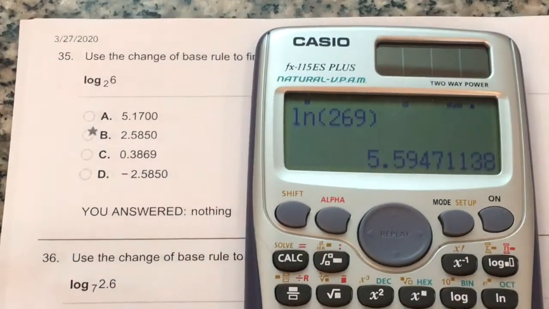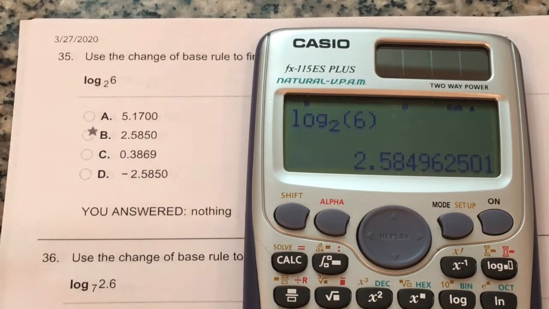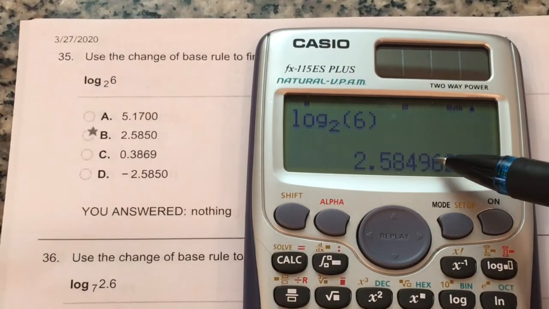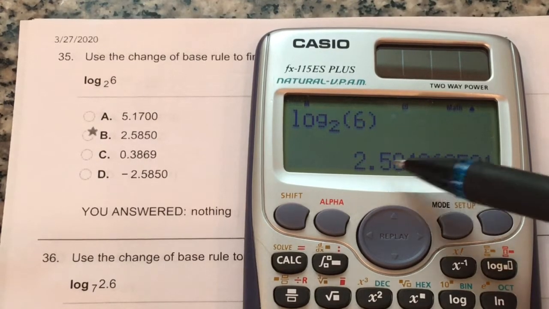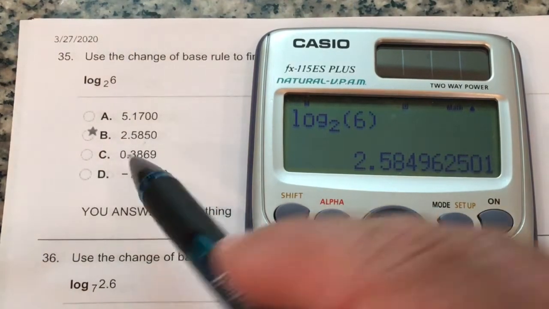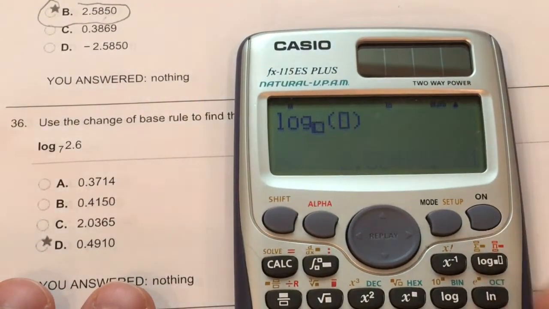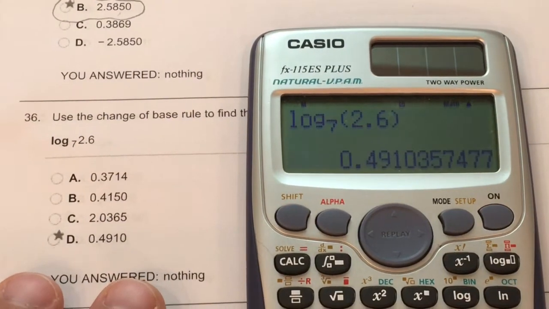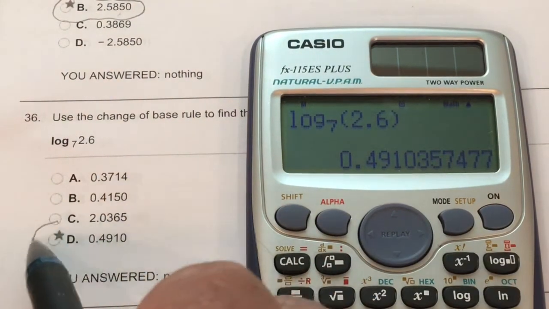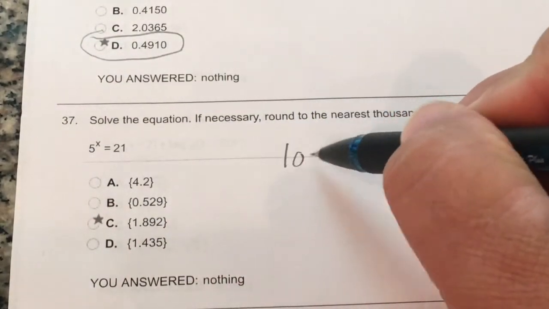They tell me to use the change of base rule. I don't have to. I can just type that in using the log base button. Log base 2 of 6. 2.5849. This one's a little tricky. Because the 6 is 5 or above, I give the 9 a shove. That's going to make that 10. So it's going to make that 4 a 5. So it's going to be 5850. Choice B. Another log base button. Going to hit the log base button of 7. Right arrow of 2.6. 0.4910.